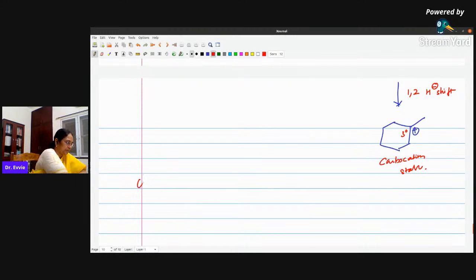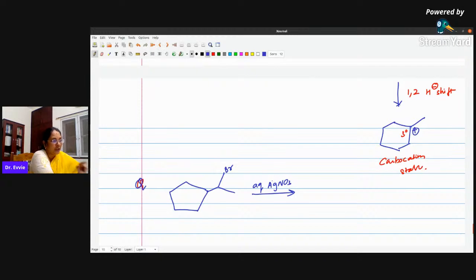You can try this. I don't know whether you people can, because you have not studied too many of the other chapters. Let me see whether you can try, or I will do it for you, because most of it is 11th grade. Okay. Now I have a Br here. So now let me do a substitution reaction. I am giving you aqueous AgNO3.